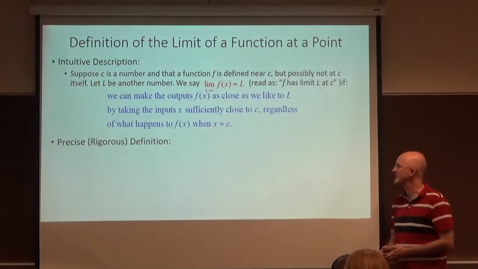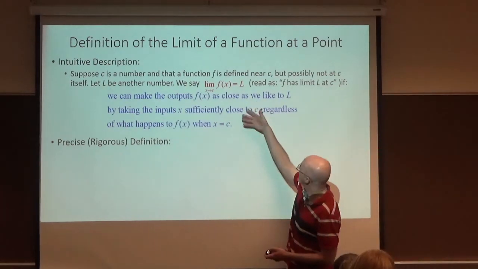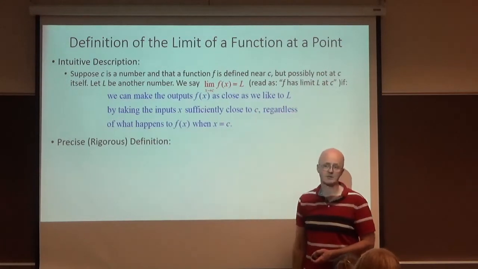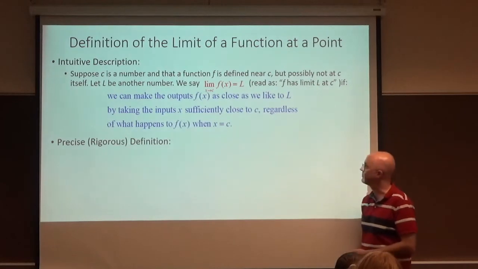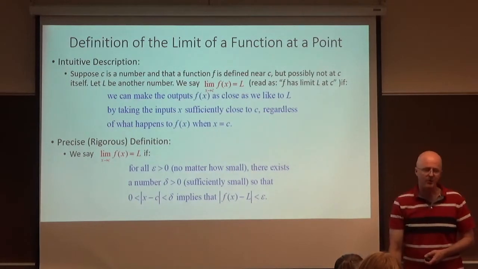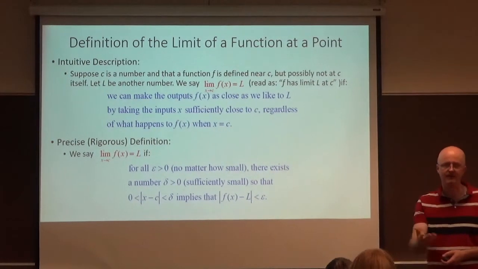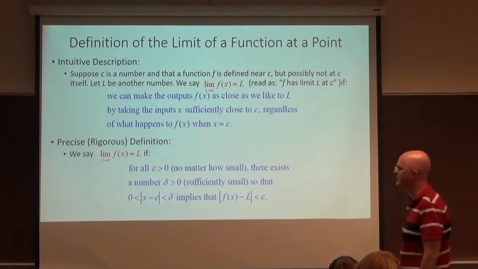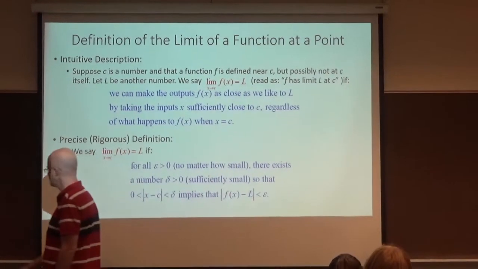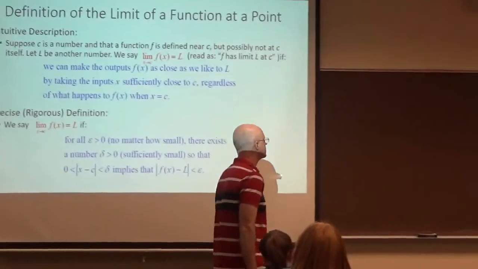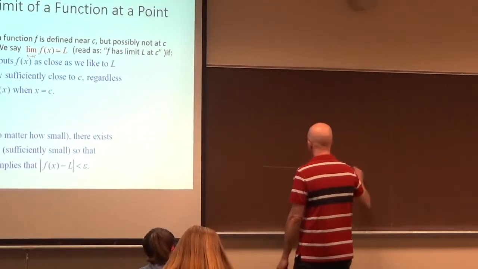Here's the precise, rigorous definition. This one's not precise, because what does close mean? What does close as we like mean? What does sufficiently close mean? Those are vague words. We need to make it precise, and here is the precise definition. You're not going to have a proof where you have to use this on the exam. I did that for the graded assignment just to give you a little taste of it. I'm not going to put a proof where you use it on the exam. I would like you to understand it intuitively. Let me go ahead and draw a picture again, and then we'll use Mathematica to help us understand it intuitively as well.